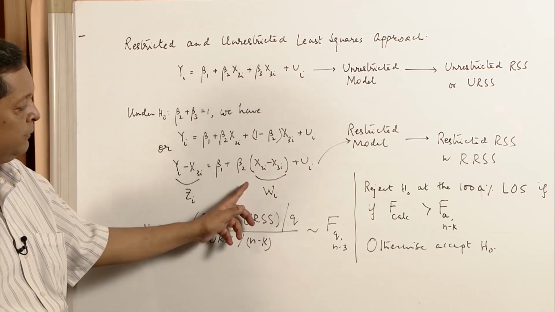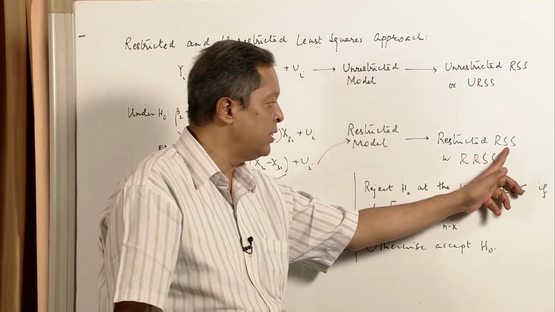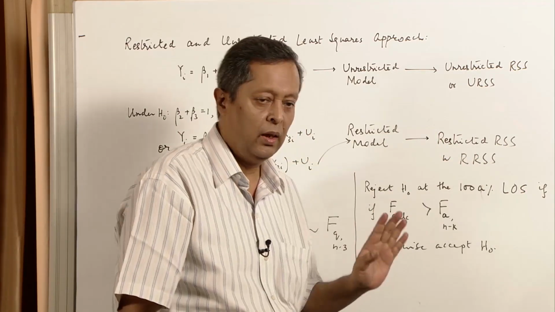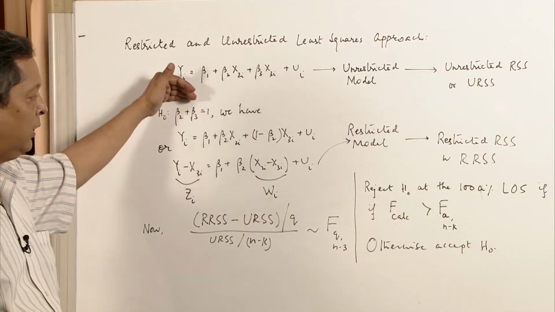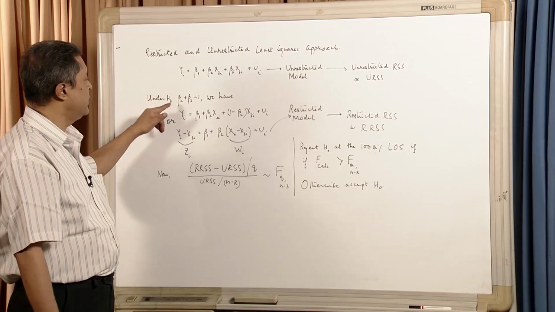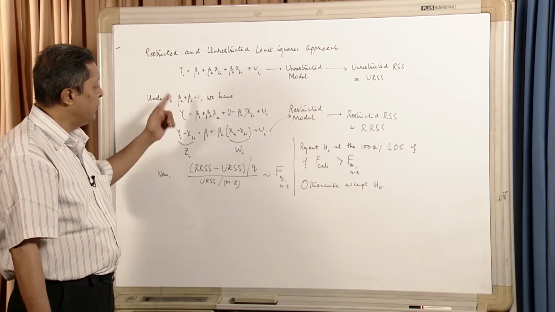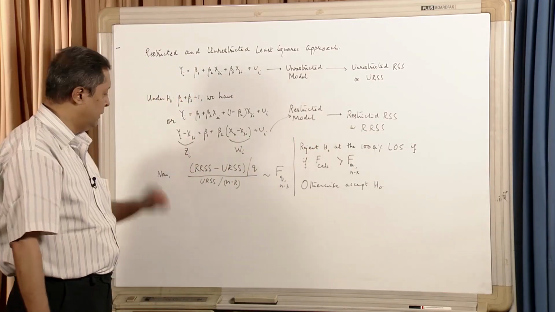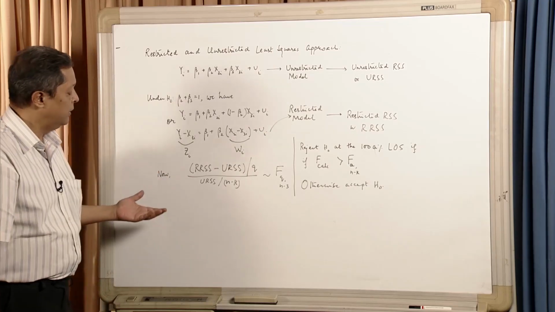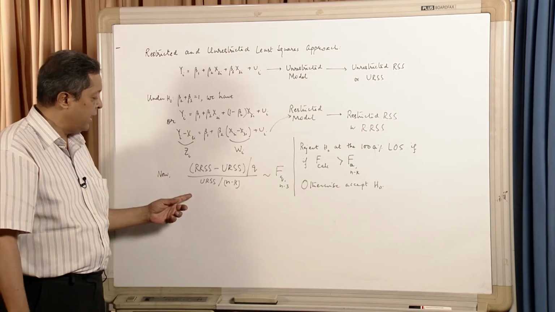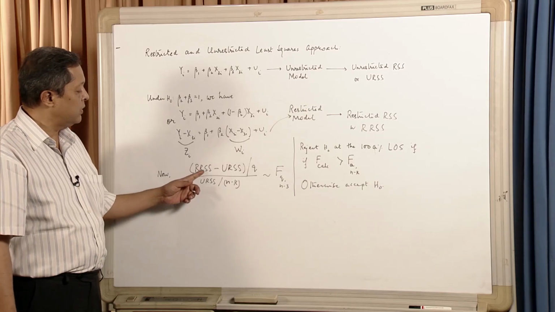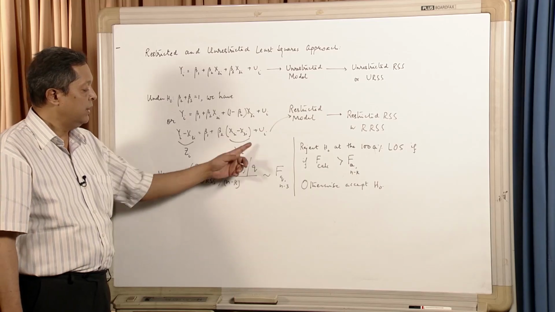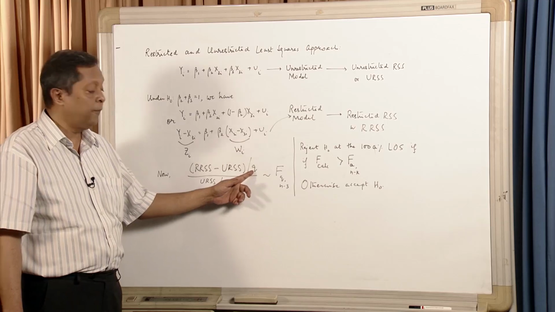We estimate this model and then obtain the corresponding residual sum of squares, which is called the restricted residual sum of squares. So, we have an unrestricted model, the original model, and we put in the linear restriction, that is H naught: beta 2 plus beta 3 equal to 1, and we obtain the restricted residual sum of squares from the estimate of the restricted model. Then the rest is very simple. We compute the F statistic as restricted residual sum of squares minus unrestricted residual sum of squares divided by the number of restrictions.